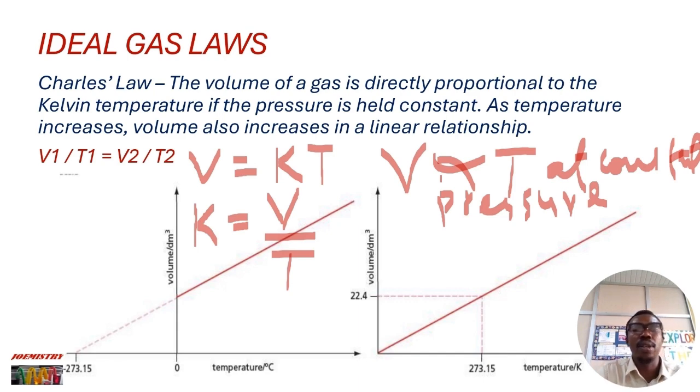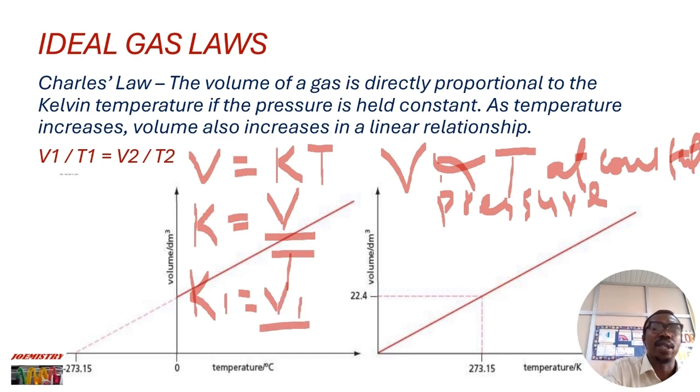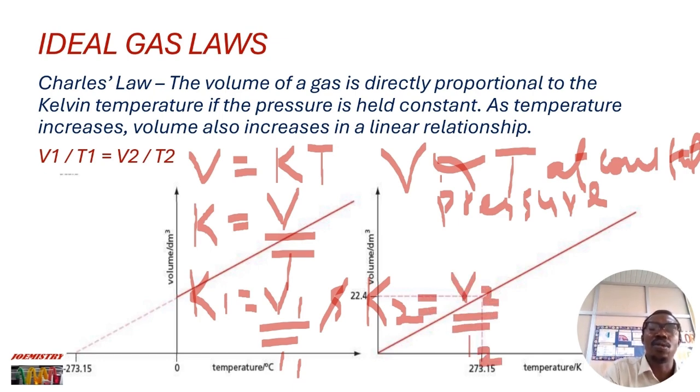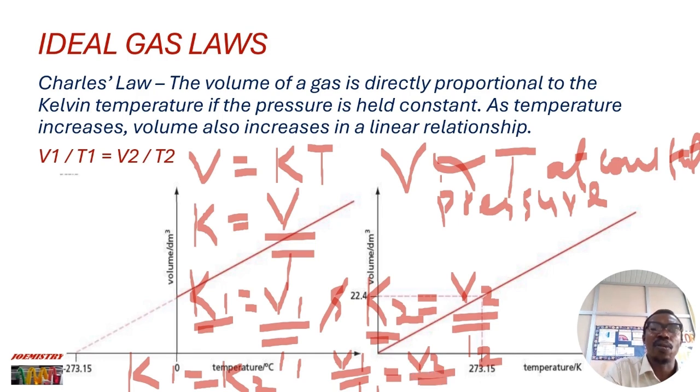So considering the initial volume and the initial temperature of the gas and the final volume and the final temperature of the gas, we'll have K1 will be equal to what? V1 over T1, and K2 will be equal to what? V2 over T2. Since K1 is a constant and K2 is a constant, K1 is equal to K2. Constant is equal to constant. So if K1 is equal to K2, V1 over T1 will be equal to what? V2 over T2.